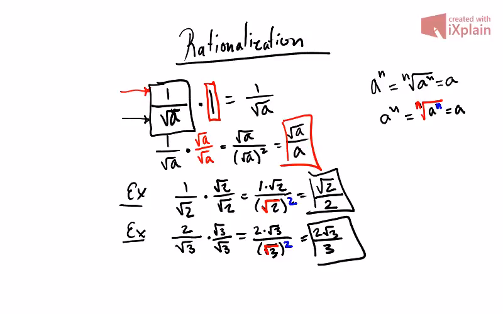And that's it. That is rationalization in a nutshell. So basically, hopefully this helps you out. There are some other processes where you do conjugation, stuff like that, but we'll talk about that in a later video.